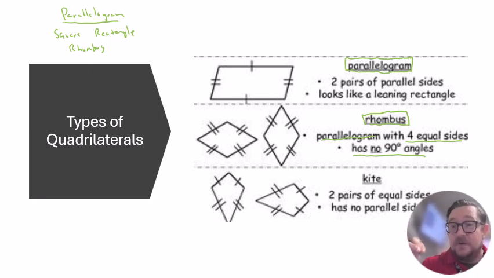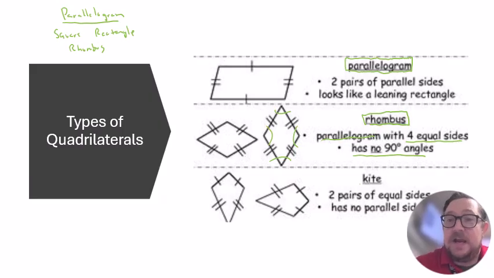All the sides are equal, so it sounds just like a square, except none of the angles are going to be 90 degrees. We have two acute and two obtuse angles, so none of the angles are right. Otherwise, it's just like a square.